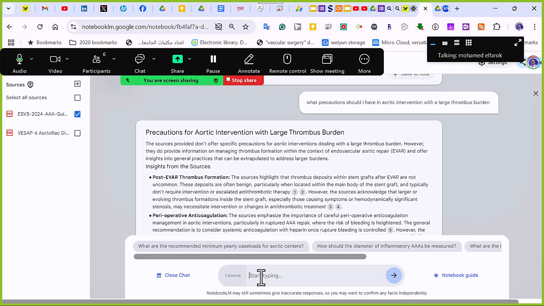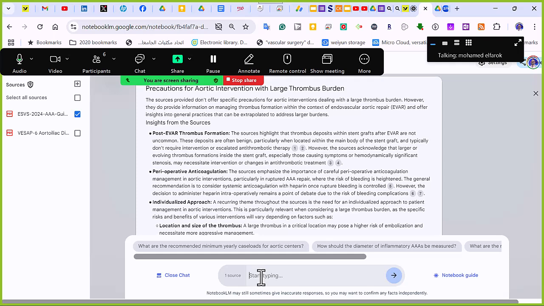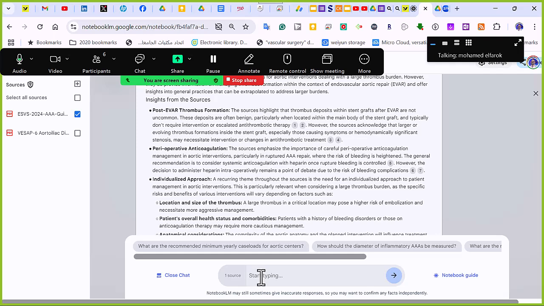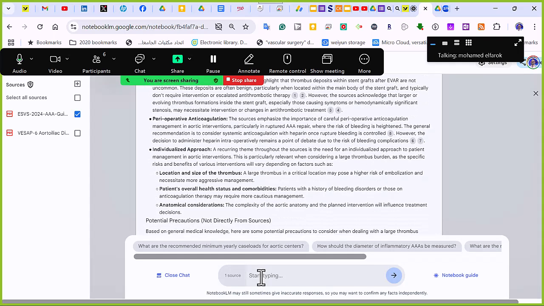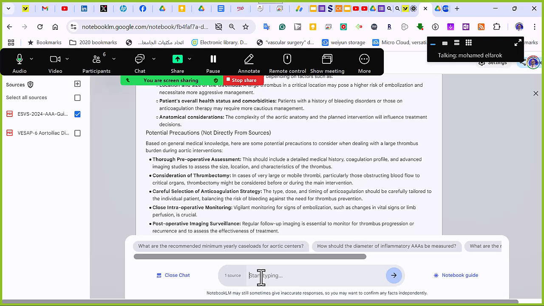You can see how accurate it is. So here, post-EVAR thrombus formation: the sources highlight that thrombus deposits within a stent graft after EVAR are not uncommon. The deposits are often benign. Now, perioperative anticoagulation: an individualized approach according to the location and size of the thrombus. So it actually took the exact answer from the aortic guideline. Okay? Potential precaution, not directly from the source. Now, the artificial intelligence does something which is very clever.